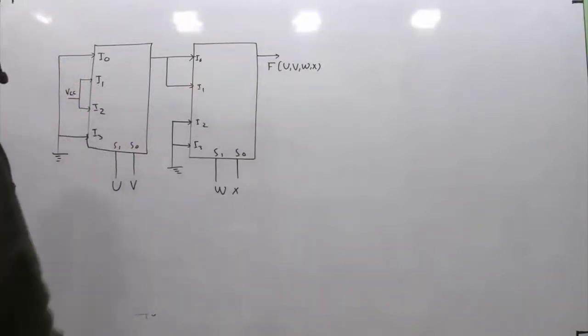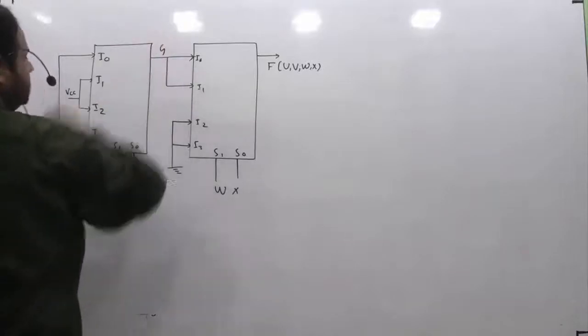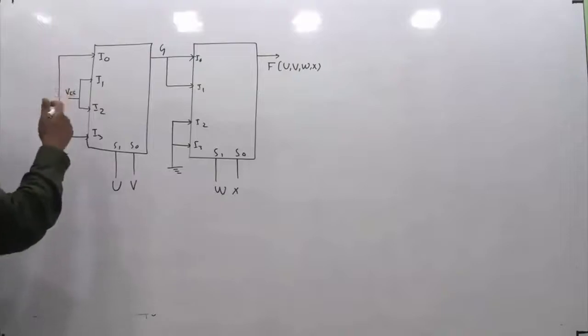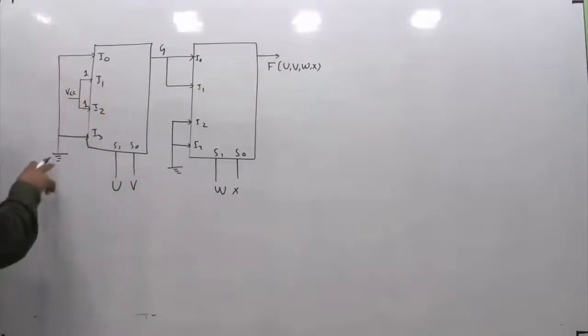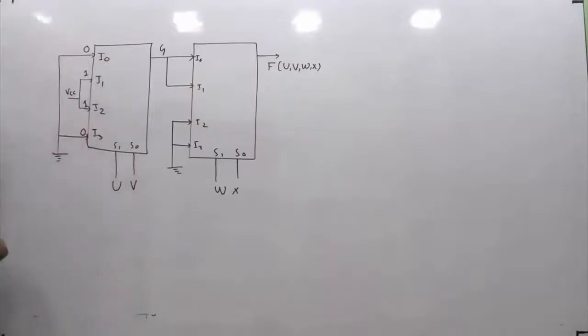So let's do one thing. Let's name this Z, the output of the first multiplexer. You know very well VCC means by default we take this as logic 1, right? So this is connected to logic 1, this is connected to logic 1. Ground means it is 0 volts and by default we take it as logic 0.